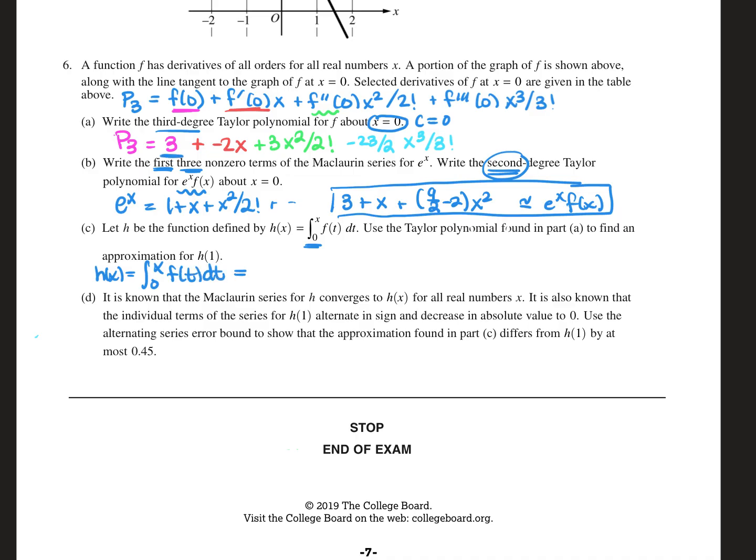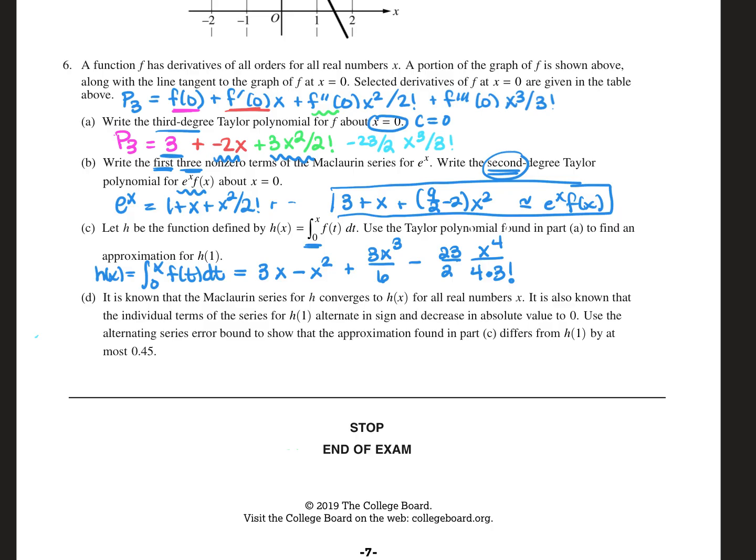So the first term is 3. So we integrate that, we get 3x. Integrating minus 2x, you get negative x squared. Plus 3x cubed over 3 times 2, which is 6. And then the last one, minus 23/2, and this is now going to be x to the 4th, and it's going to be 4 times 3 factorial. So that's the exact polynomial we used in part A, and we integrated each piece.